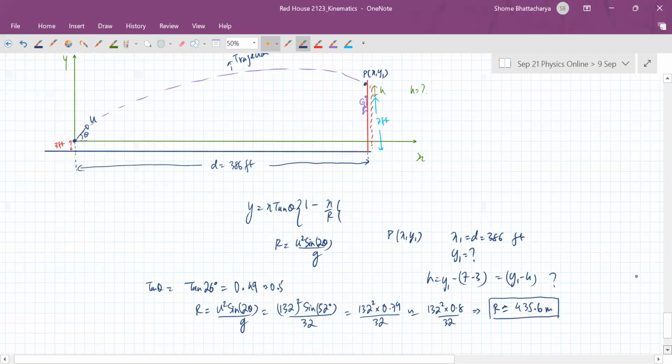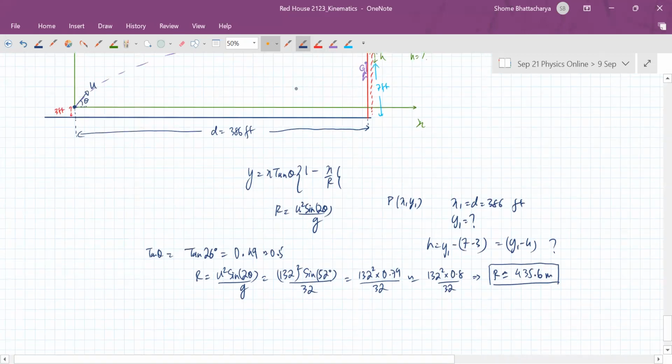Sir, it will be in feet now, 435.6 feet. Not able to hear you clearly, beta. Speak a little louder. Sir, the range will be in feet now. Sorry. Yes, yes, it will be in feet. Correct. The unit of it, correctly pointed out, is in feet.